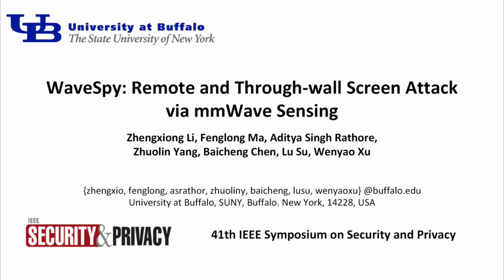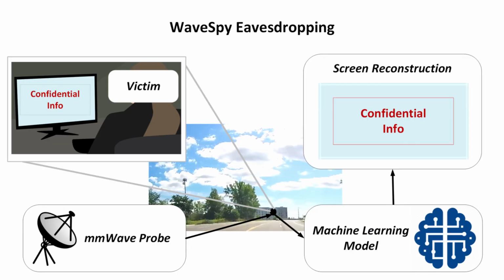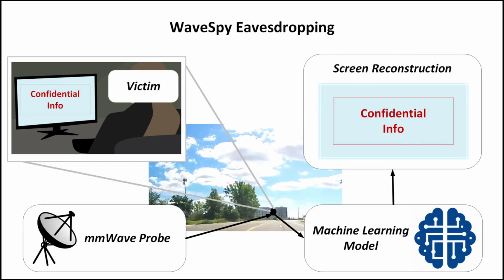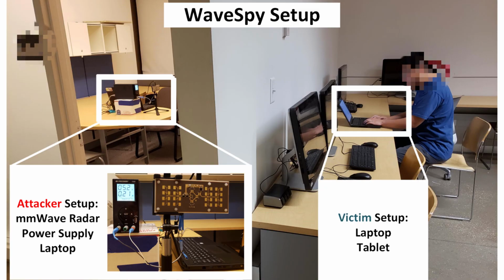This demo is to show WaveSpy, a new tool that sees computer and smartphone screens through walls. WaveSpy comprises a mmWave probe and machine learning model. WaveSpy can eavesdrop any screen and reconstruct the screen contents from meters to hundreds of meters away.